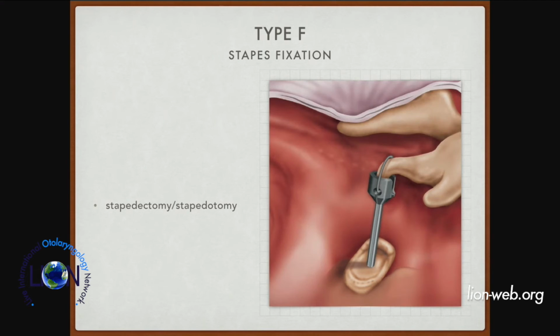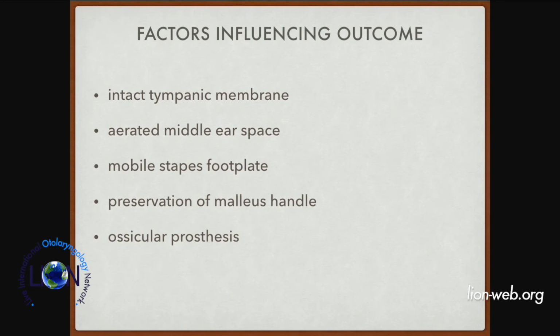Type F is the stapes fixation. We've talked extensively about that. So in summary, I think really it doesn't matter what kind of prosthesis you use. I think it doesn't matter which approach. I don't think you should have one standard approach. I think you should have an approach that's tailored to every different situation and every different patient.